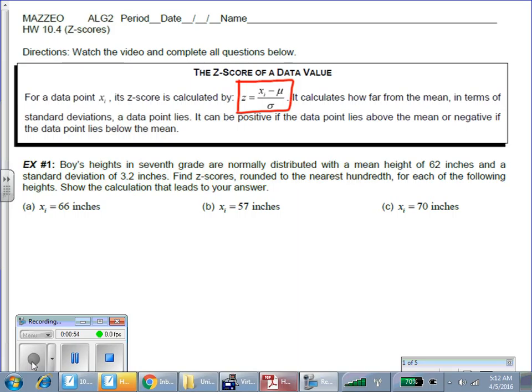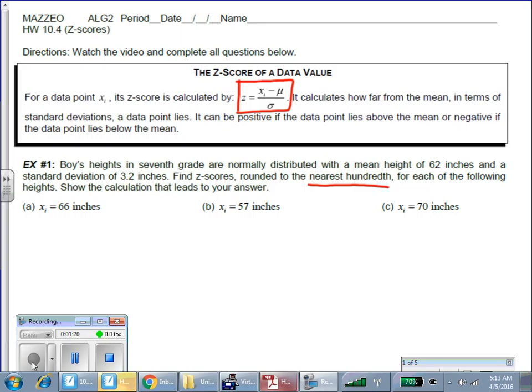Example number 1. Boys' heights in 7th grade are normally distributed. That means that they fit on that normal distribution curve we talked about yesterday. The mean height is 62 inches and the standard deviation is 3.2 inches. Find the z-score, rounded to the nearest hundredth, that's important, for each of the following heights. Show the calculation that leads to your answer. All right, so let's start.